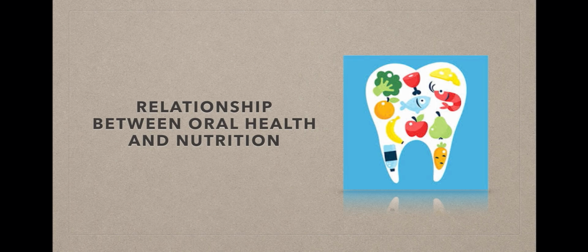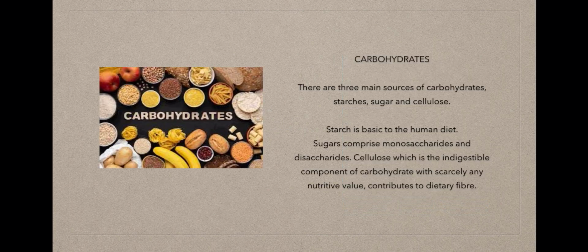So let's quickly move on to the major part of the presentation: the relationship between oral health and nutrition. Here we have carbohydrates, and the three main sources of carbohydrates are starches, sugar, and cellulose. Starch is very basic to the human diet, and we also have sugars and cellulose that contribute to nutritive value and also dietary fibers.